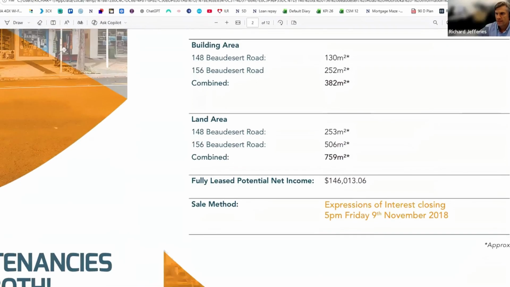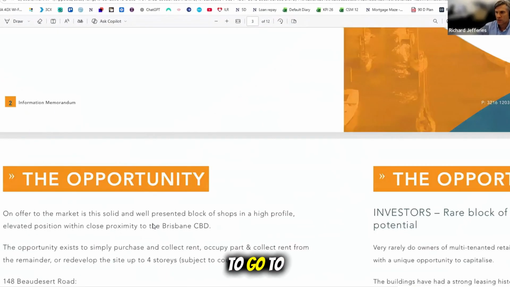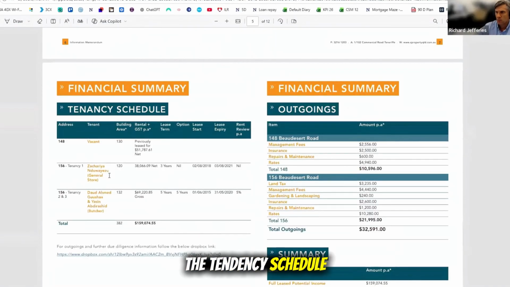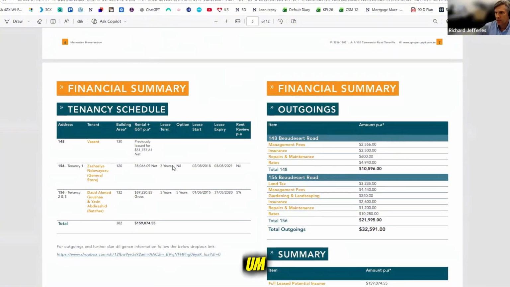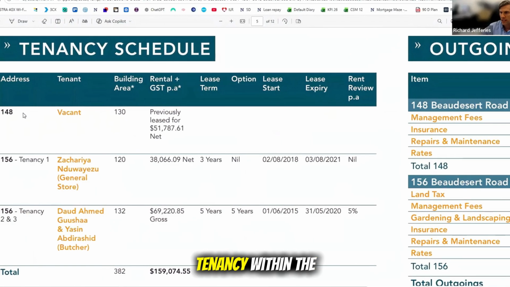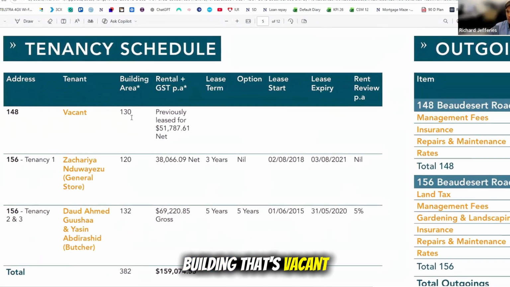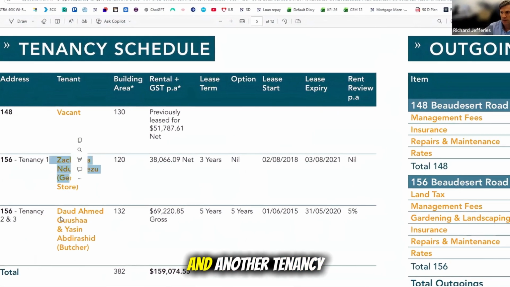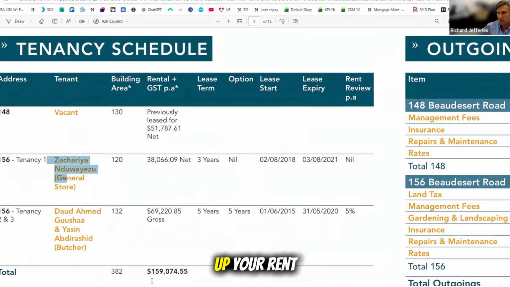around the size. The part that I usually try to go to pretty quickly is the tenancy schedule, which is here. You can see that there's one tenancy within the building that's vacant, the size of it. And then there's another tenancy here and another tenancy here. And that makes up your rent.